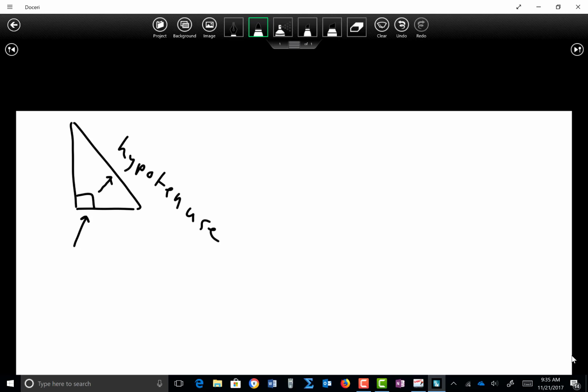It's the longest side of that right triangle. The other two sides are just called the legs of the triangle. There are certain things that you probably learned earlier.